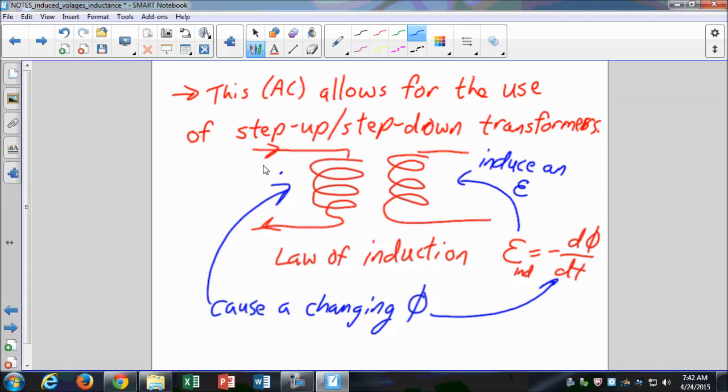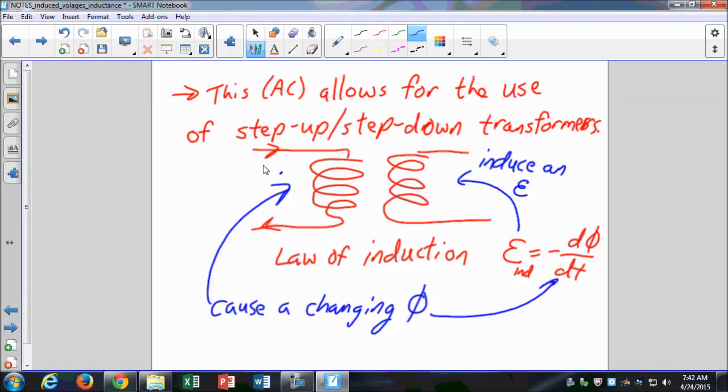And when you induce that EMF, you can have it so that the voltage is either bigger or smaller. If it's bigger, that's called a step up, otherwise a step down transformer. What am I doing to the voltage if I go from a smaller voltage to a bigger voltage? I'm stepping it up, right? So that's where those things come from.